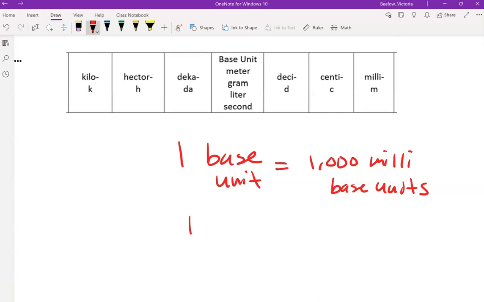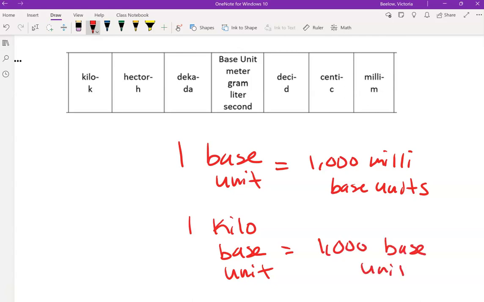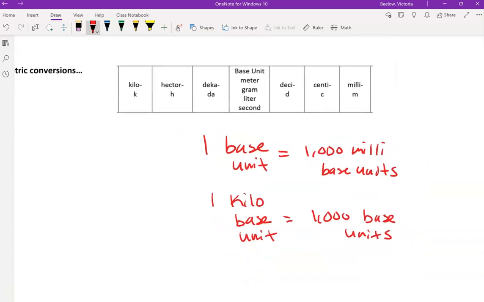And I would also know that 1 kilo base unit, so for example, 1 kilogram is equal to 1,000 base units. So for example, there's 1,000 grams in 1 kilogram, or 1,000 meters in 1 kilometer. Those are the 2 main ones that I would know if you choose to do a picket fence for these metric conversions. Otherwise, you can just move the decimal because these are in bases of 10.